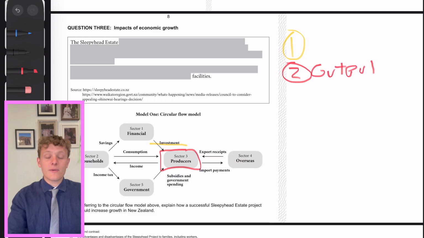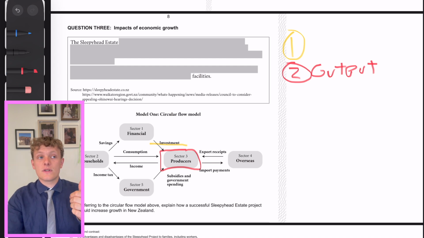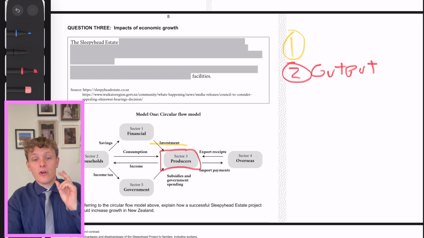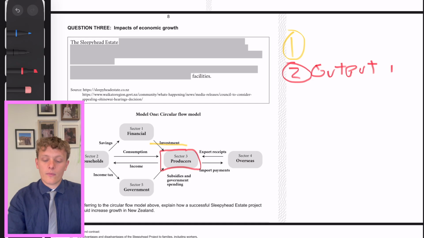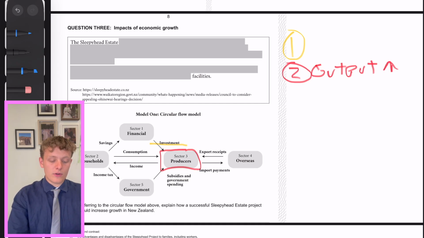So we're not talking about mattress output here, we're talking about construction output of goods and services like builders, plumbers, electricians, carpet layers, any technologies that go in those households, perhaps roads, infrastructure. We're going to increase output, which is nice.